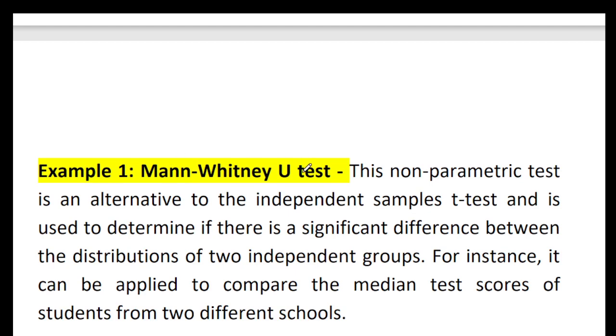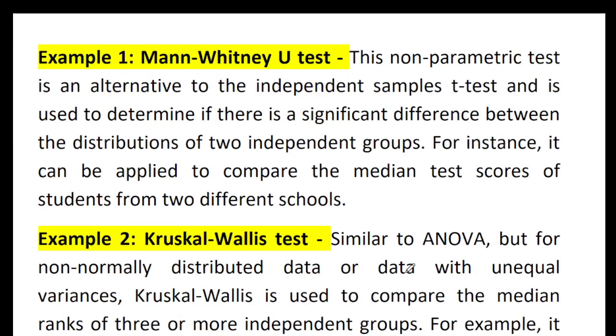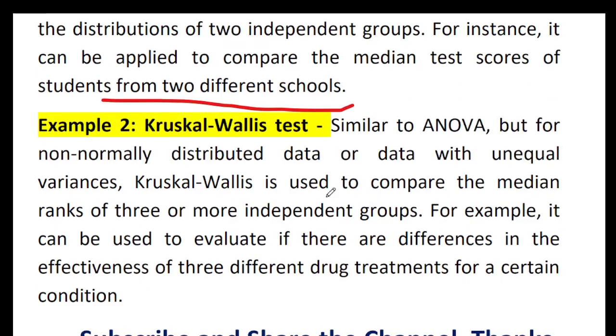Example, Mann-Whitney U test. This non-parametric test is an alternative to the independent samples t-test and is used to determine if there is a significant difference between the distributions of two independent groups. For example, it can be applied to compare the median test scores of students from two different schools.